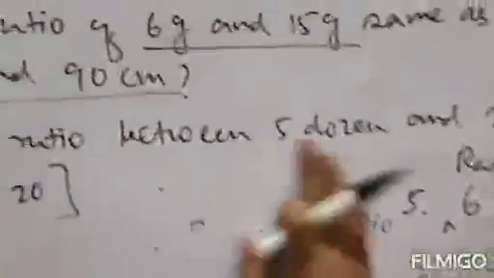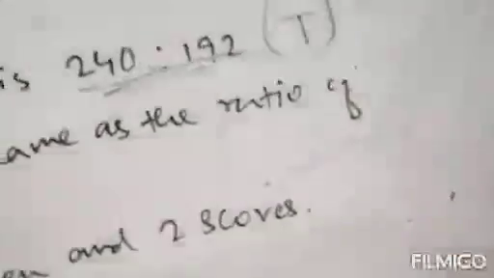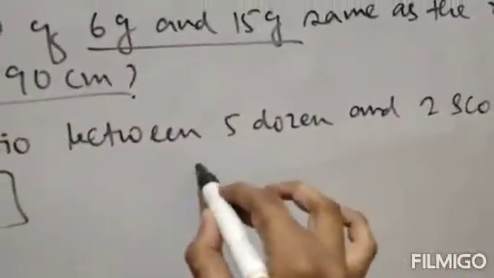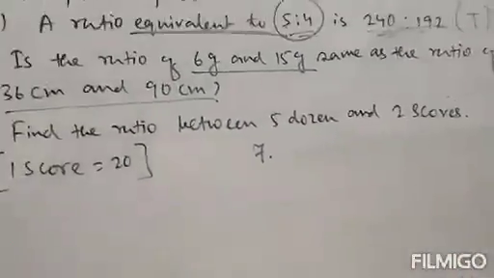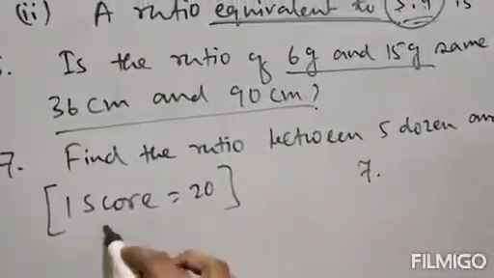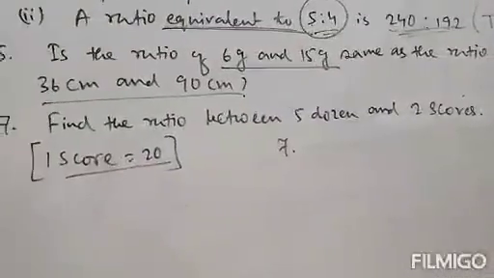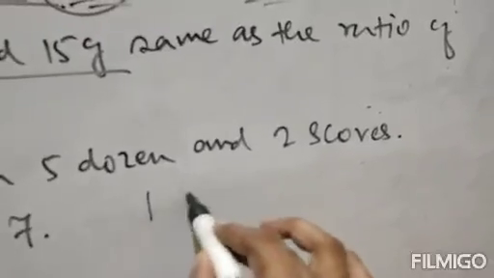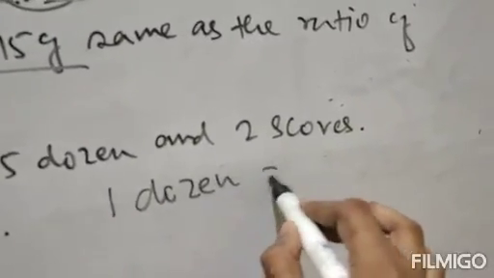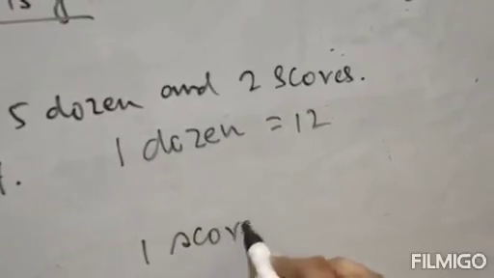Clear? Next, last question, question number 7. Question number 7 says, find the ratio between 5 dozen and 2 scores. In brackets, it is given 1 score equal to 20. As we know, 1 dozen means 12. In the same way, 1 score means 20. It is given. So write down first 1 dozen equal to 12 and 1 score equal to 20.